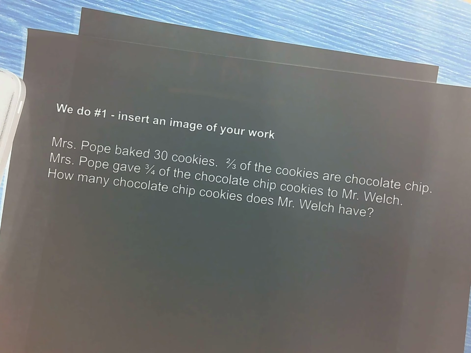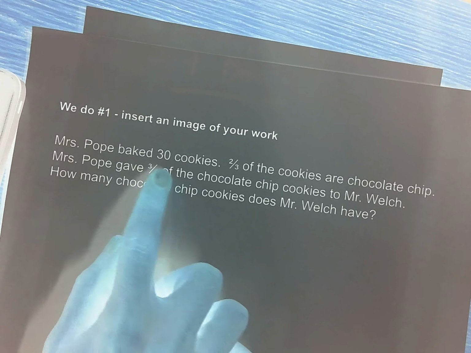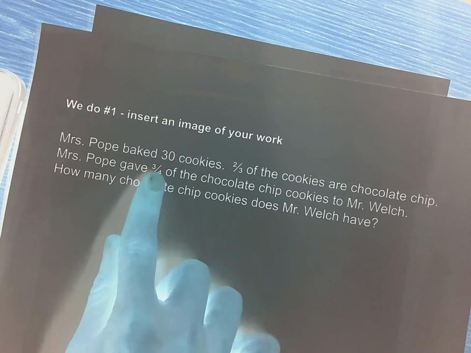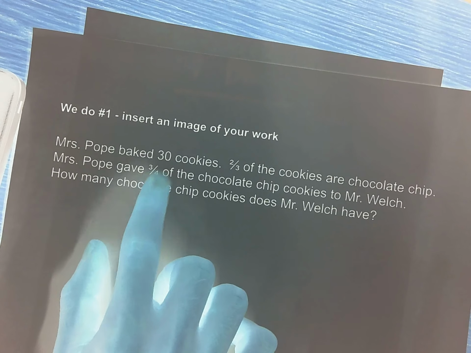Before we start today's lesson, let's take a look at the type of problem we'll be solving. Number 1 says Mrs. Pope baked 30 cookies. 2/3 of the cookies are chocolate chip. Miss Pope gave 3/4 of the chocolate chip cookies to Mr. Welch. How many chocolate chip cookies does Mr. Welch have? There's a lot going on in this problem. We're going to be asked to find a fraction of a number, right? Find what is 2/3 of 30, and then find what is a fraction of that number.